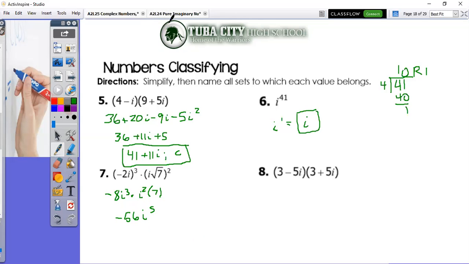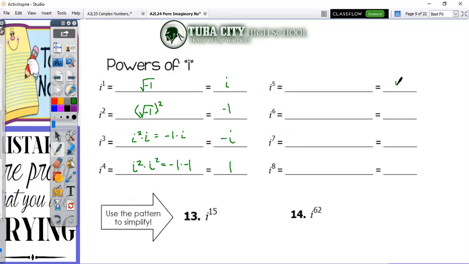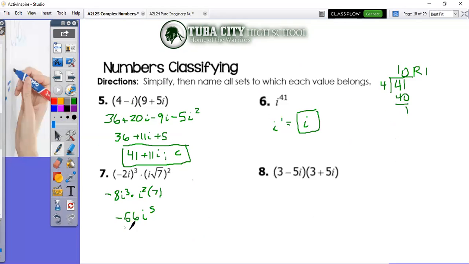Now, if we go back to our chart, i to the 5th would be the same as i to the 1. And again, this pattern repeats itself for every 4 powers of i. So in this case here, we would just get negative 56i, and that would be only an imaginary number and a complex number. Actually, you know what? I did almost forget to include the classification for this one here. So i is the number, but it's also imaginary and it is also complex.